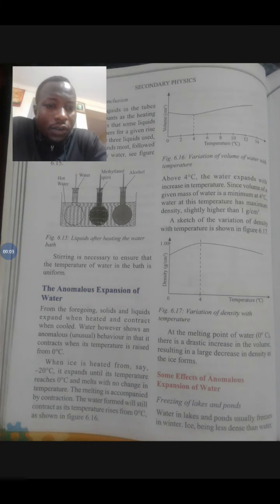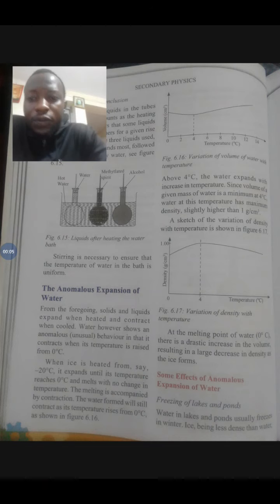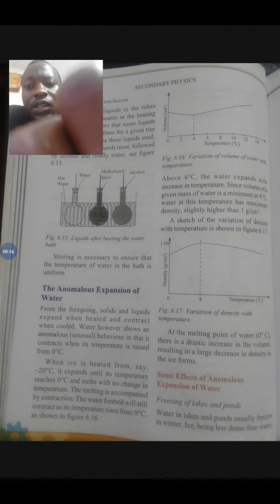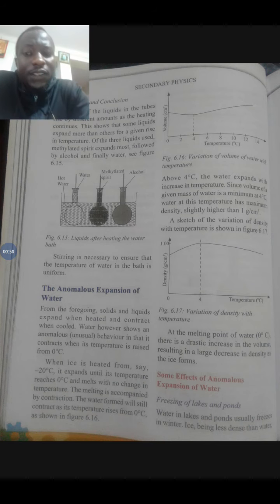Yes, I want us to look at anomalous expansion of water. I said yesterday that the term anomalous means unusual. So anomalous expansion of water is the unusual behavior that water exhibits when it is heated at certain temperatures. The anomalous expansion of water occurs at a temperature of between 0 degrees and 4 degrees C.